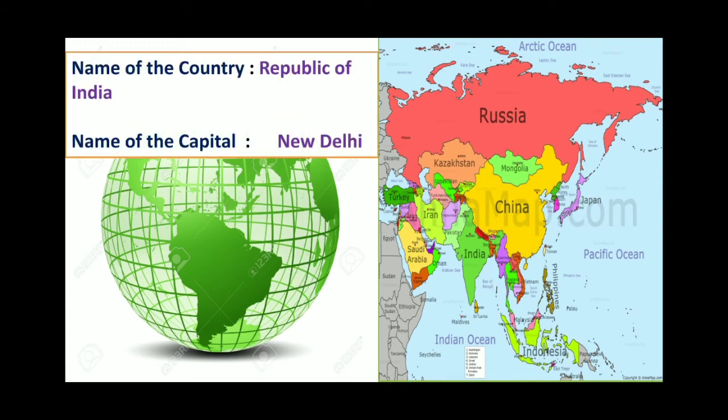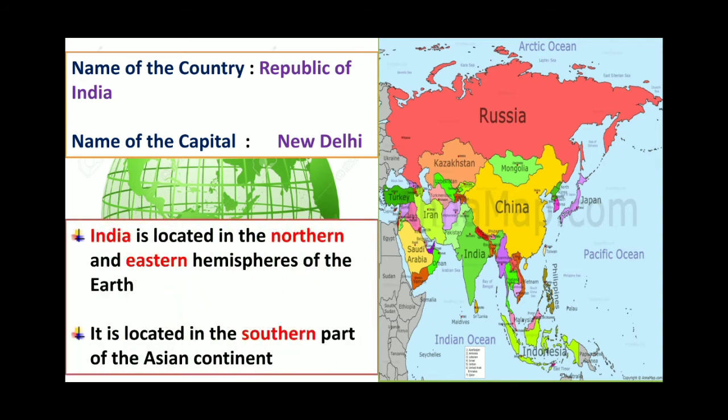Now, we will start with India. Name of the country, that is Republic of India. Its capital is New Delhi. India is located in the northern and eastern hemispheres of the earth. In the image you can see it is located in the southern part of the Asian continent. If you observe the map, you can easily understand the location of our country.